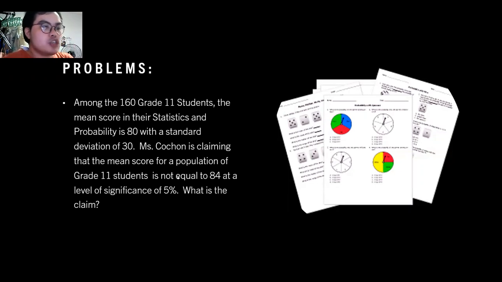Okay? So Miss Caution is claiming that the mean score for a population of grade 11 students is not equal to 84 at a level of significance of 5%. So why are we going to use the Z-test or the Z-score? It's all because our sample is greater than 30.